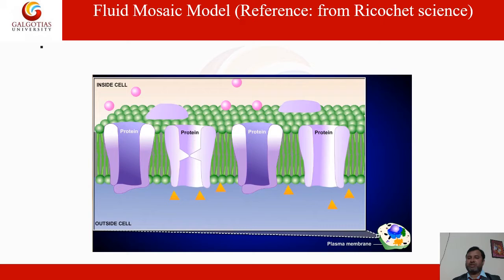Integral protein is present in the cell membrane, which is responsible for the movement of the ions from the outer surface to the inner surface. And it is also responsible for the movement of the ions from the inner surface to the outer surface.